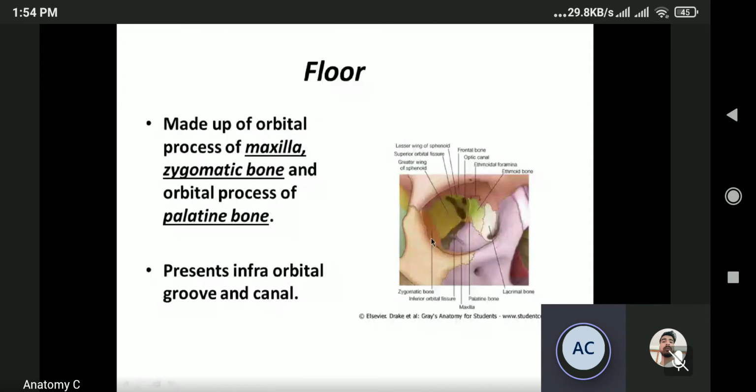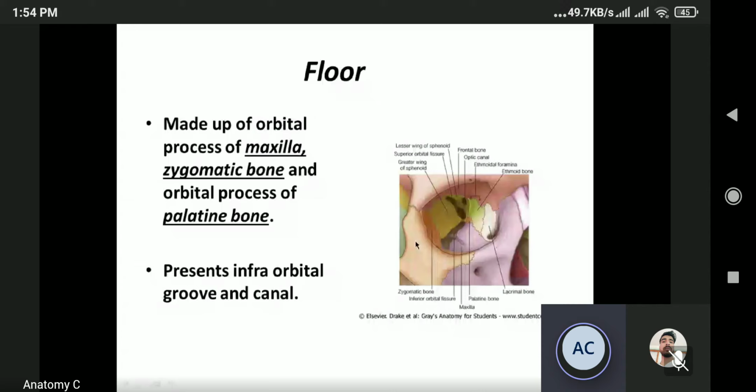Now we'll talk about the floor. So this floor is made up of the orbital process of maxilla. Look at this. This is the maxilla. So this is the orbital plate of maxilla, the zygomatic bone, and the orbital process of palatine bone. Small one. Look at it. You have to memorize all these things.